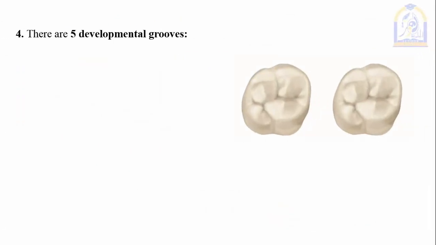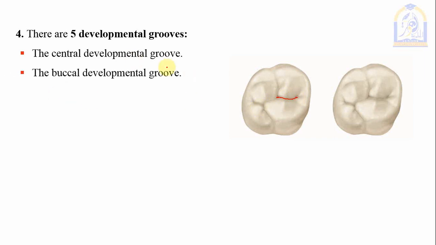The occlusal surface or table is characterized by having five developmental grooves. First, there is the central developmental groove, which radiates from the central pit and ends in the mesial triangular fossa. There is the buccal developmental groove, which also radiates from the central pit and runs toward the buccal surface between the two buccal cusps. The third groove that radiates from the central pit is the transverse groove of the oblique ridge. It's a short groove that runs across the oblique ridge and joins the central fossa and the distal fossa.